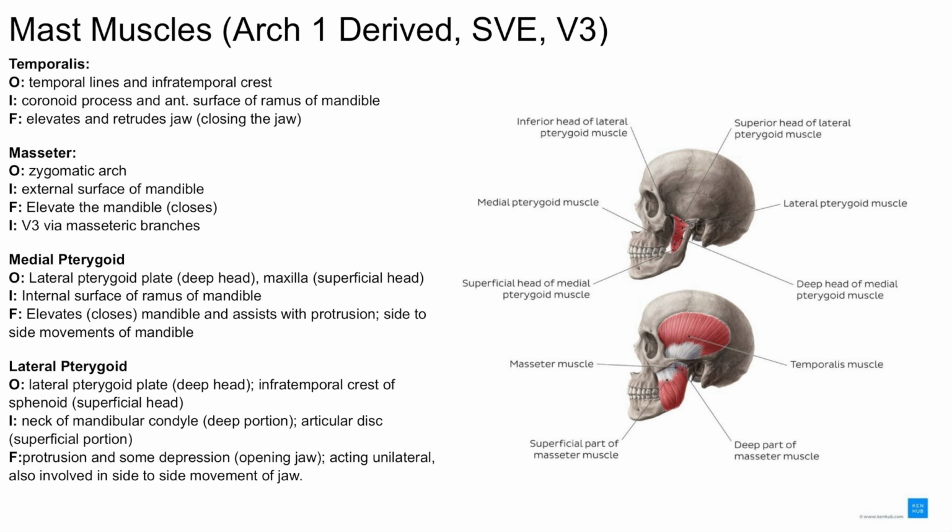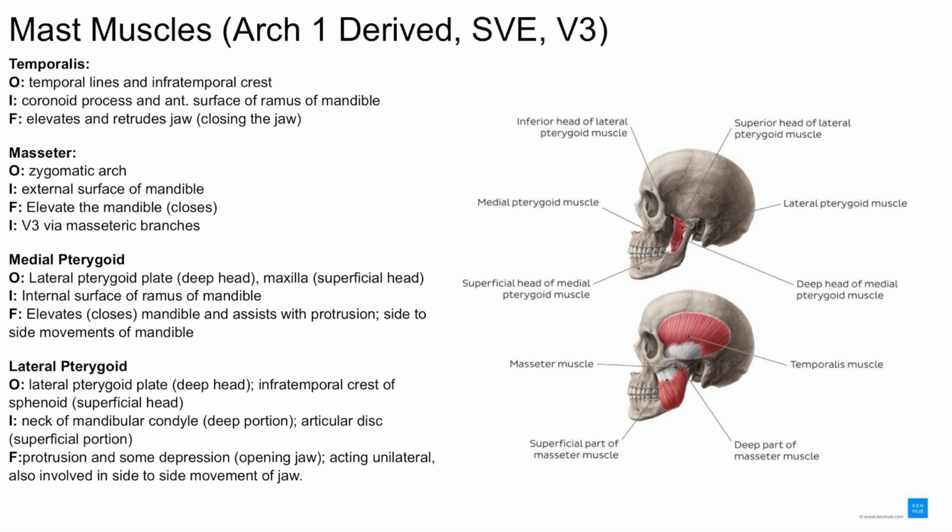arches. So starting with temporalis, it originates from the temporal lines and infratemporal crest and inserts on the coronoid process and anterior surface of the ramus of the mandible. Functionally, it elevates and retracts the mandible, so it closes the jaw and pulls it backwards. This is your clenching muscle, especially the posterior fibers for retrusion.